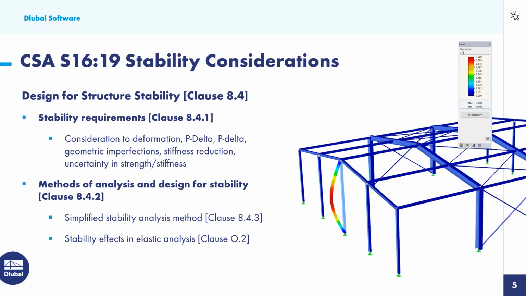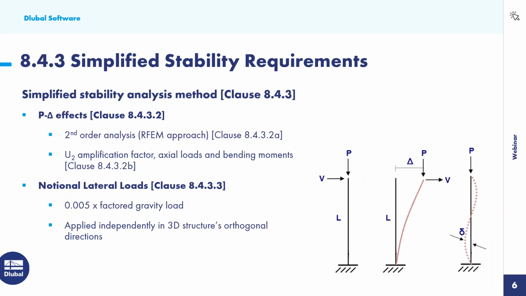But before we do, I do want to cover the simplified stability requirements. And again, most of us should be familiar with this according to clause 8.4.3. This is the initial method. This only has a couple different requirements listed here. And the first is to consider big P delta effects according to 8.4.3.2.